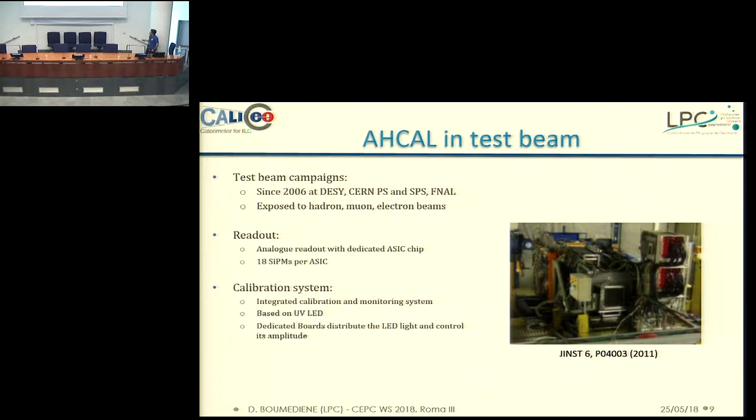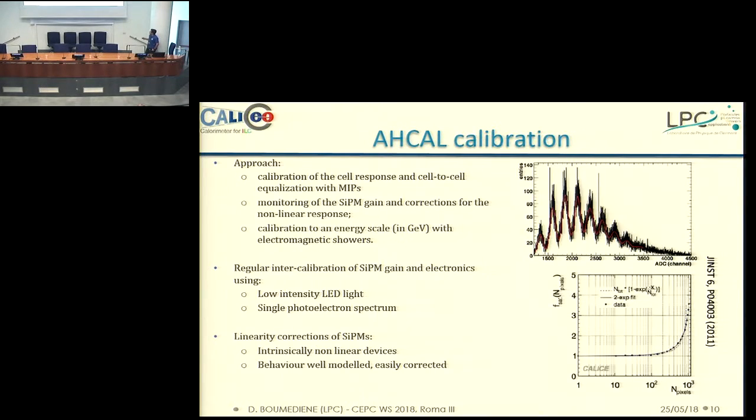It was tested in test beam campaigns since 2006 at DESY, CERN, and Fermilab, using hadrons, muons, electrons, including a calibration system based on LED sources. So this calibration is quite important.